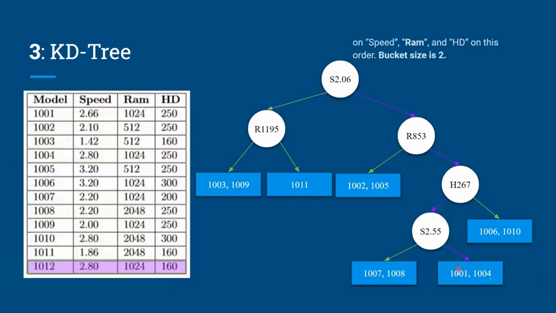Looks good. What about 1,012 then? 1,012 should be put right there, right? We don't have space for it. We don't have enough space for it. So what will you do about this? We split this one into 2.